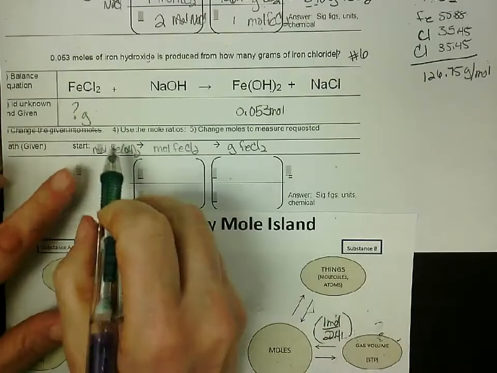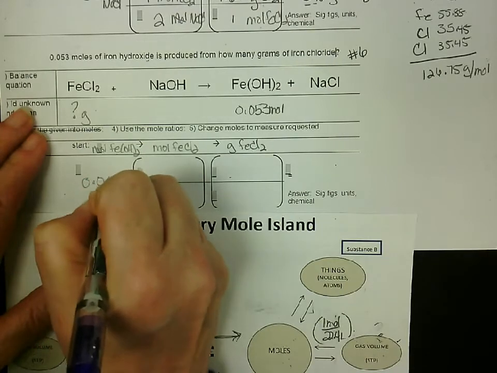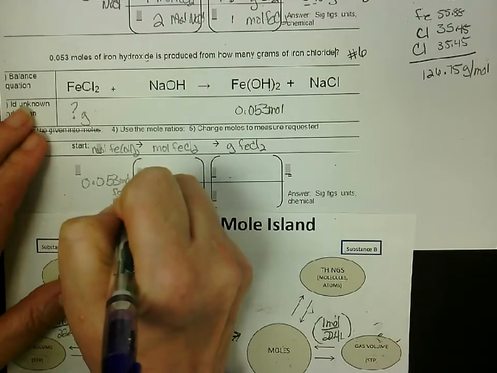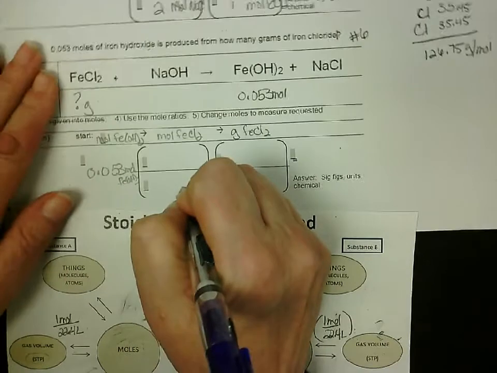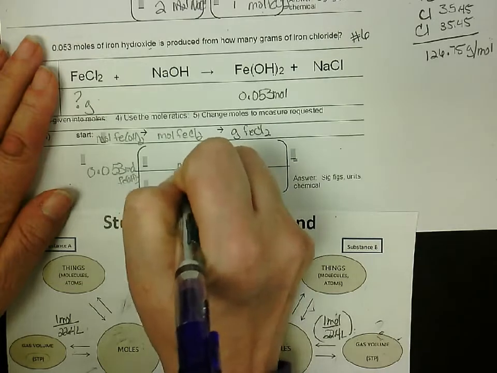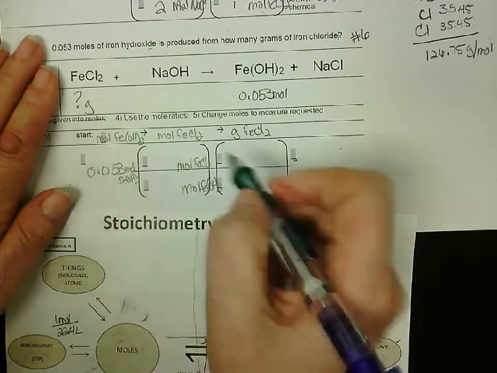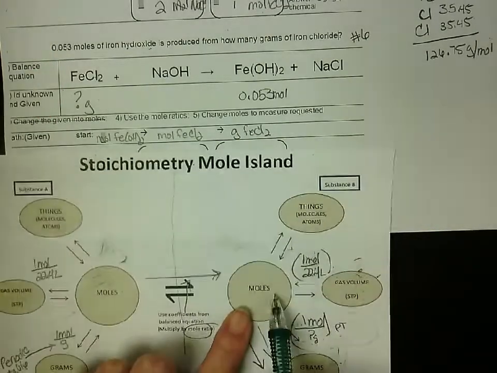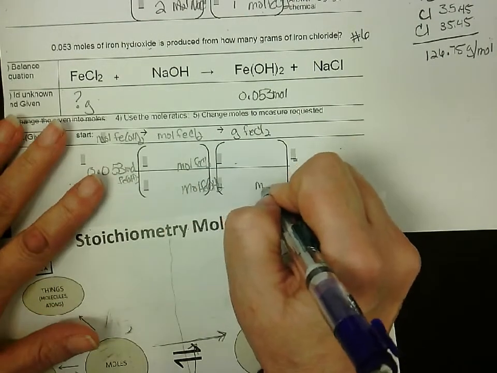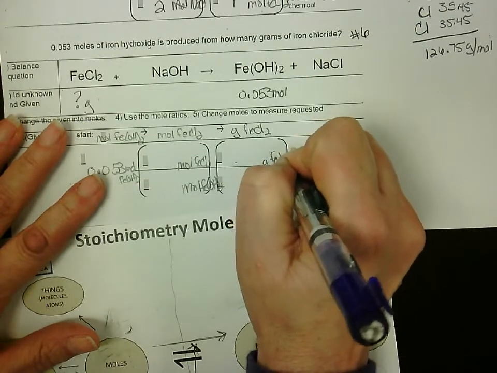Okay, so we start with our given, our moles of iron hydroxide, which is 0.053 moles of iron hydroxide. I don't want to be at moles of iron hydroxide. I want to go to moles of iron chloride. Okay, and so I'm here, but I don't want to stay on moles of iron chloride island. I want to get off there and go to grams. How do I do that? I put it on the bottom, and I go to grams of iron chloride.